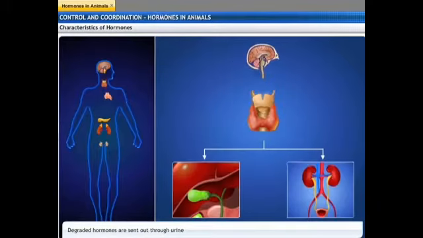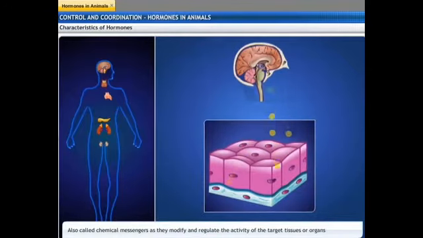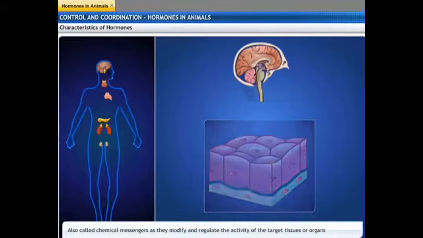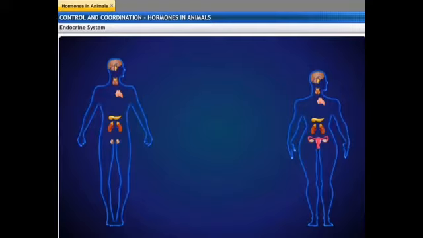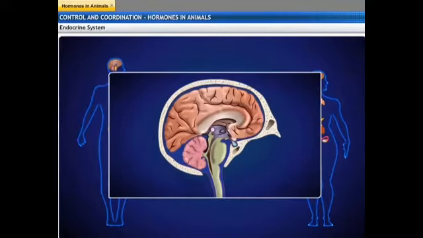These hormones are sent through the various transportation systems, also known as chemical messengers, and they modify and regulate the activities of the target organs. The variations that are observed in the human body as well as in the body of animals are because of the hormones that are released from time to time. These hormones are different in plants and in animals, and in animals a lot of variations are there.